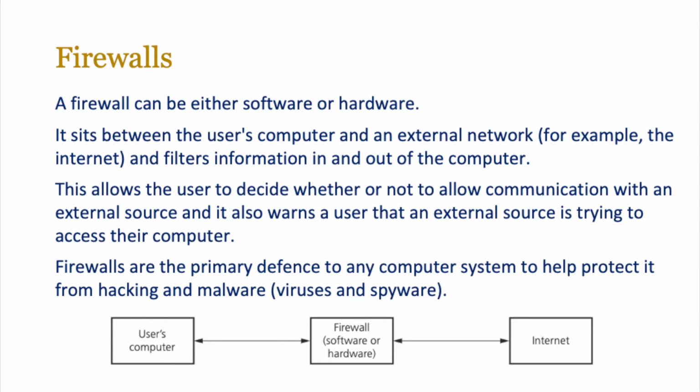The purpose of a firewall is to filter information which is coming into the computer and going out of the computer. This allows the user to decide whether or not to allow the communication with an external source, and it also warns the user when an internal application is trying to communicate with someone outside without permission as well. If an external user is trying to access the computer, there's a warning given for that as well. Firewalls are the primary defense of any computer system against hacking and malware.